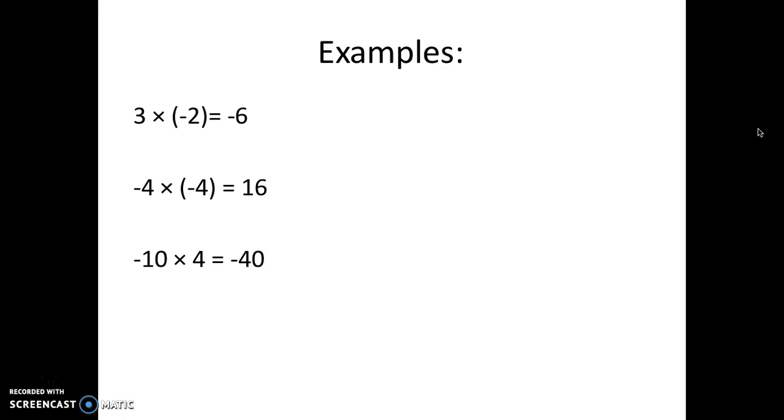Negative 10 times 4. Well, 10 times 4 is 40, and since the signs are different, we know that it's negative. So negative 40. 8 times 3, we already know this. 8 times 3 is 24. The signs are the same, so that means it's positive.